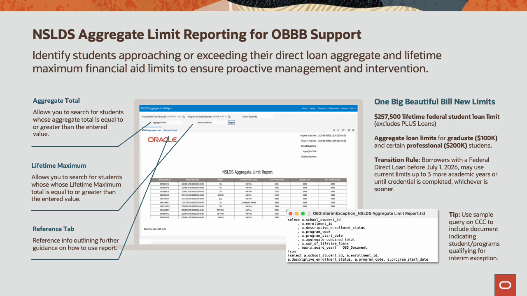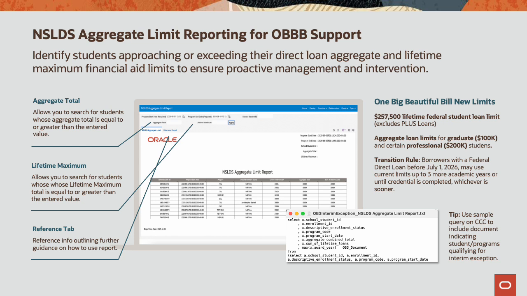To monitor students relative to the OBBB requirements, you'll need to filter for programs that match the OBBB graduate and professional definitions. Use the aggregate total from NSLDS as a reference point to see how close students are to reaching these limits, and then determine how much of each student's total is attributed to graduate or professional loans. So this may require cross-referencing their borrowing history by program type.